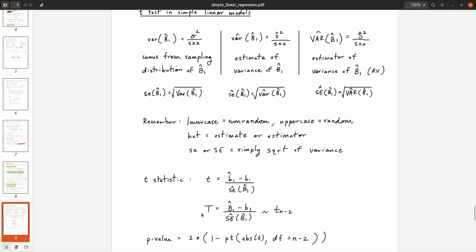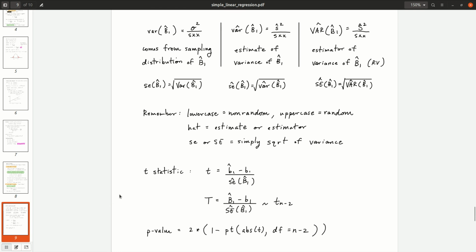Now the random variable version of that statistic, wherever we see something that depends on data, we plug in the random variable version. So little b1 hat becomes big B1 hat, and little se hat becomes big SE hat. This is a random variable, and it has a t-distribution with n minus 2 degrees of freedom. So remember, when we talk about the degrees of freedom in the t-statistic, it is the residual degrees of freedom. So it's the degrees of freedom associated with the estimate of sigma squared.